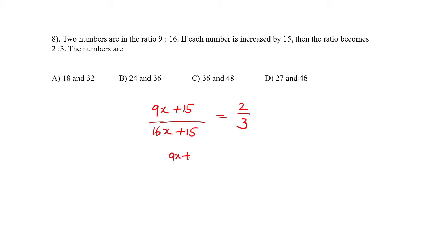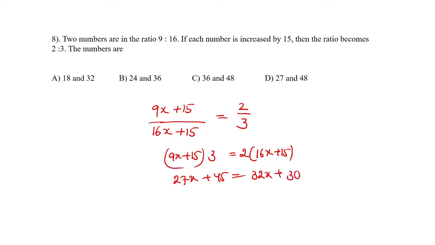Here (9x plus 15) into 3 equal to 2 into (16x plus 15). 27x plus 45 equal to 32x plus 30. Then the difference between 32x and 27x is 5x. 5x equal to 45 minus 30, which is 15. So x is equal to 3. The x value is 3.